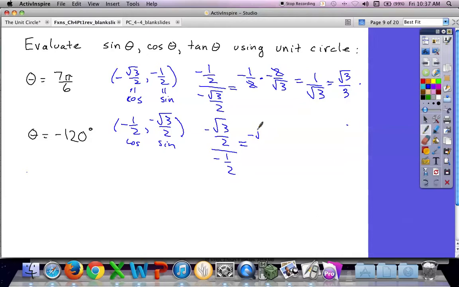Which is negative square root of 3 over 2 times negative 2 over 1. Cancel, cancel. Negatives cancel. Square root of 3.